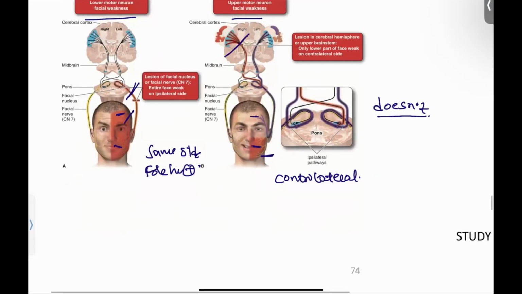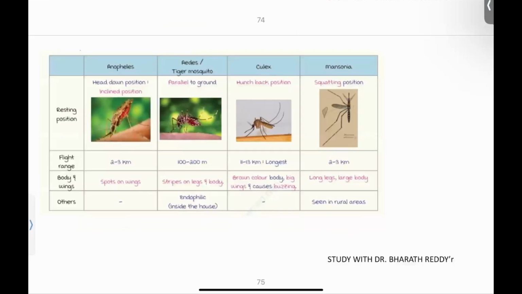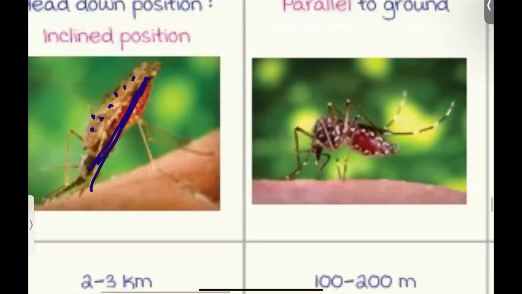So the first one, common one, Anopheles. This is endemic in India. Anopheles commonly causes which disease, guys? This will be causing malaria. In this mosquito, the features are the inclined position. Here you can see this inclined position. What about the body? The spots are seen on the wings. Okay, like this, the spots are seen on the wings.